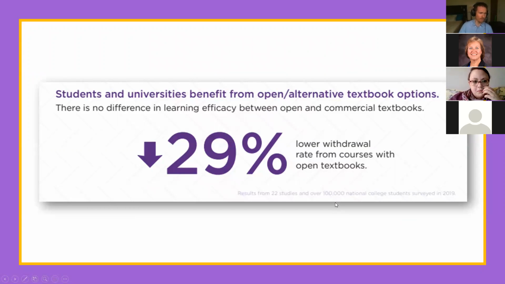And this is all leading up to how students and universities benefit. There's no difference in learning efficiency between open and commercial textbooks, and 29% reported a lower withdrawal rate for courses with open textbooks. Really cool stuff.